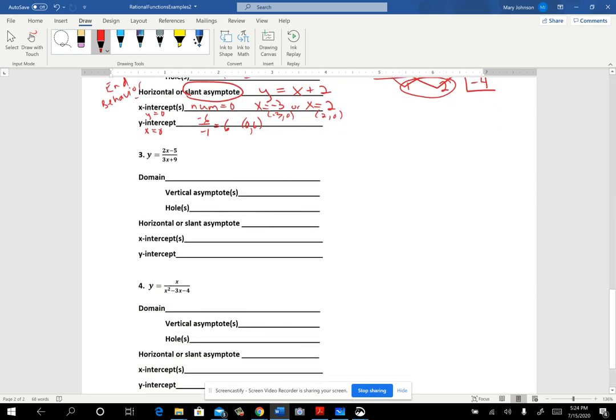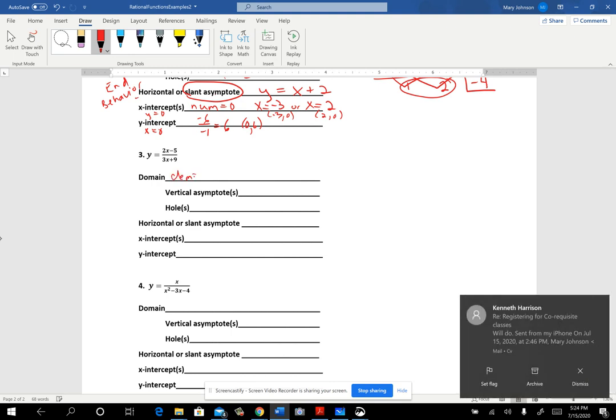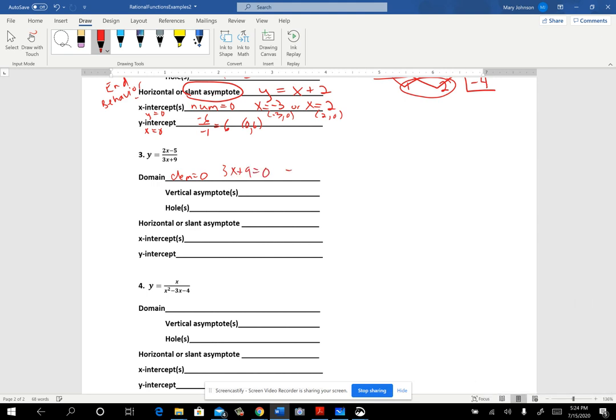All right, on number 3, for domain, it's denominator equals 0. So that would be, where does 3x plus 9 equal 0? And that happens when x equals negative 3. Okay. And if I wrote it in factored form, I would have an x plus 3 down there, but I can't factor the numerator. So that negative 3 is a problem that can't be fixed. So it's a vertical asymptote, and there are no holes.